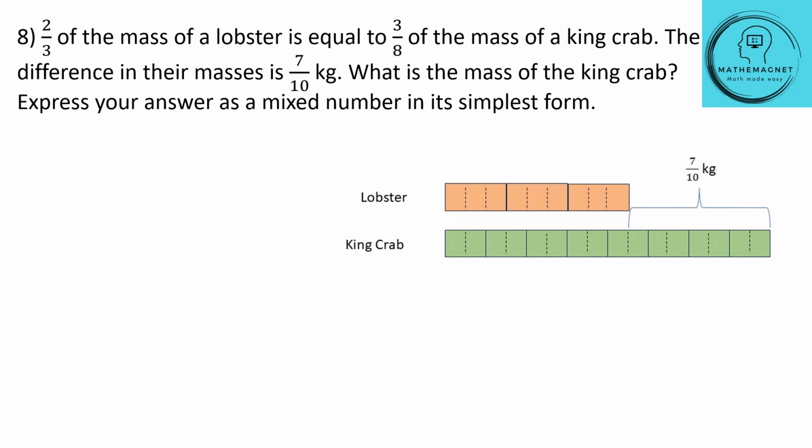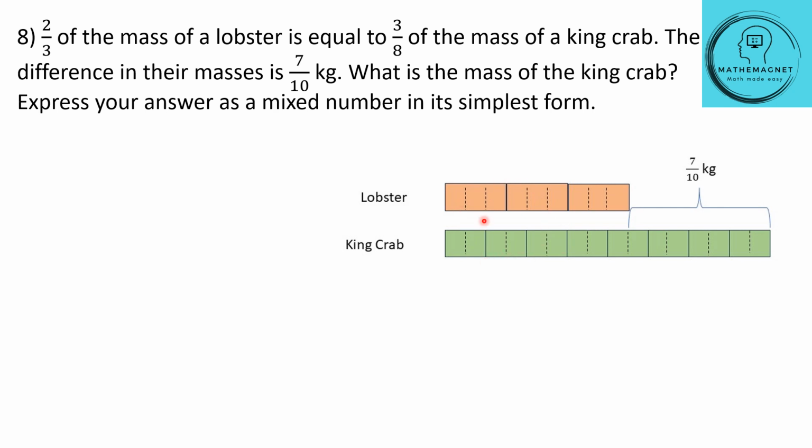So over here let's look at the bar model. Now we know lobster has 3 units as given in the question, and king crab has 8 units. They are saying 2 units of lobster is equal to 3 units of king crab. So when we draw a bar model, we will draw it in such a way that 2 units of lobster will be equal to 3 units of king crab.